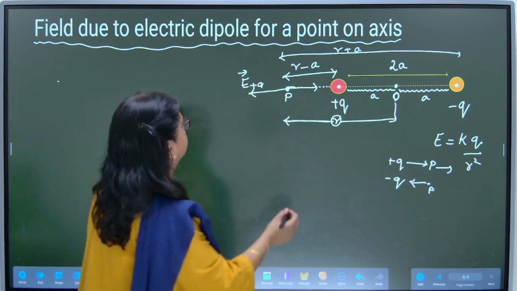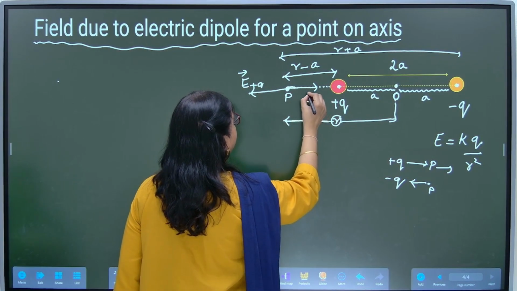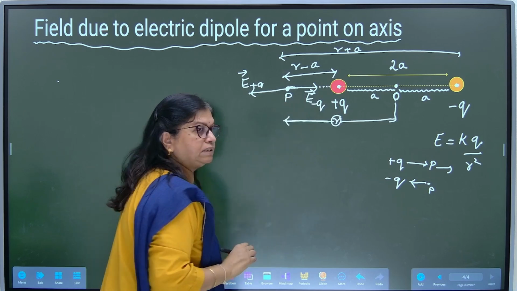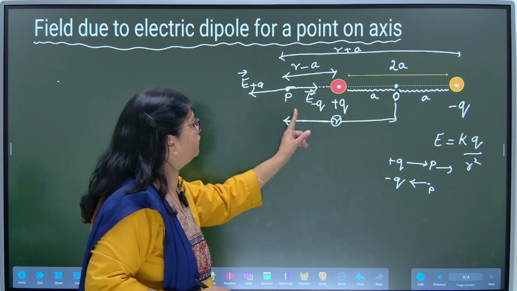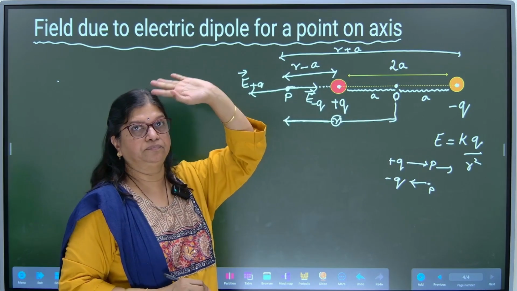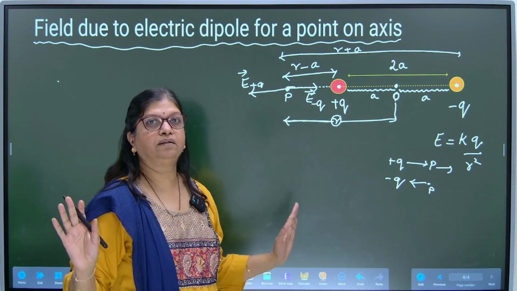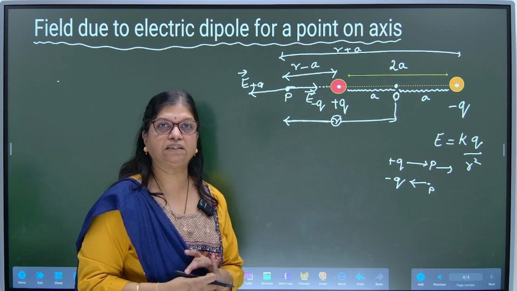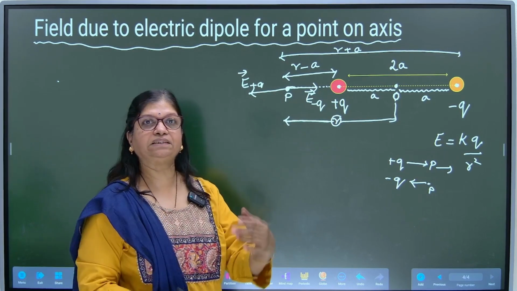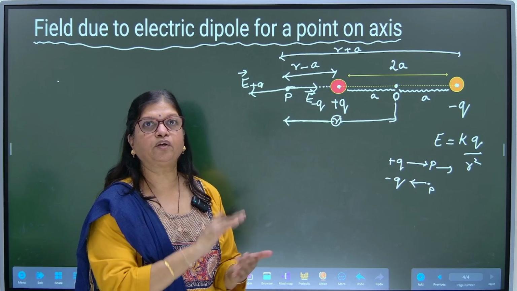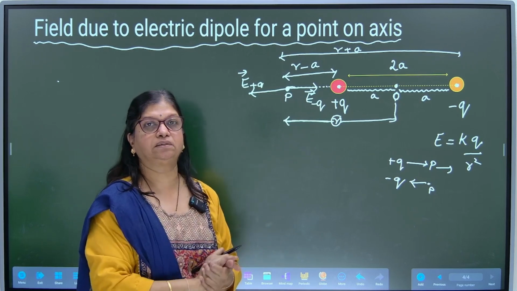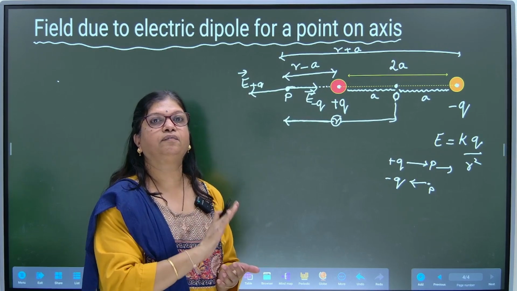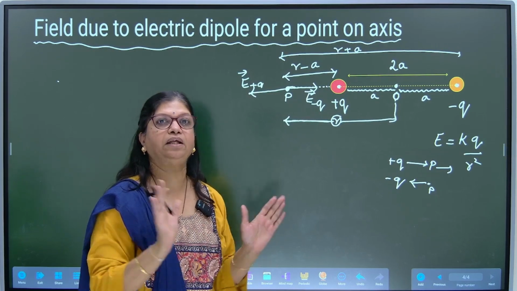So I am ready. What name will I give? E vector minus Q. What is this indicating? This is indicating the direction of the electric field due to the negative charge minus Q. So I am ready with the direction of the electric field due to both the charges. I am ready with the distance also from the charge to the point for both the charges. Correct? So I can write down the values of both these electric fields.